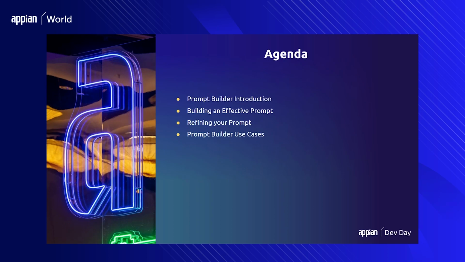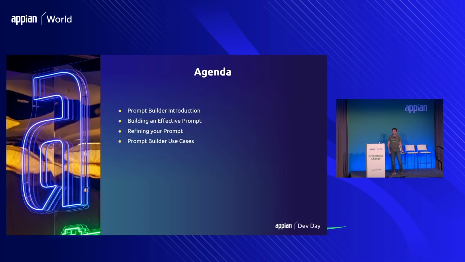Go to the next slide. Okay, so what we're going to do today is go through a prompt builder introduction. Then we're going to talk about building an effective prompt. And there's really 5 key steps I'm going to talk through. One is defining a persona. Two is going to be give direction. That's going to prevent some of your hallucinations. We're going to talk about injecting context.